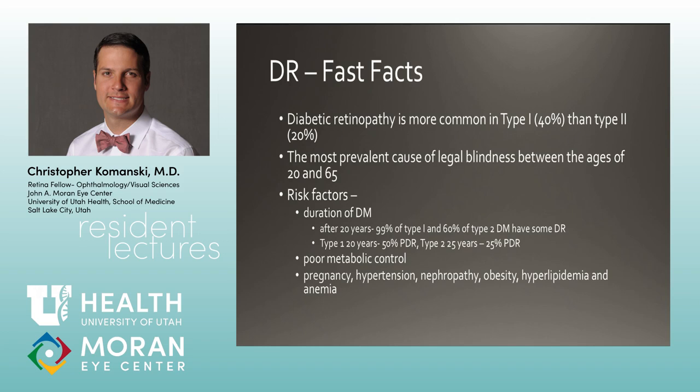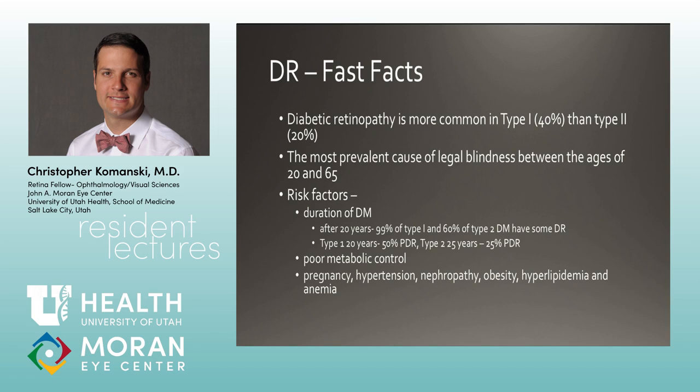So diabetic retinopathy is most common in type 1, with 40% of patients developing it, versus type 2 is 20%. And notably, it's the most prevalent cause of legal blindness between the ages of 20 and 65 in the United States. I think it's a really important thing to consider because that's working age people who are trying to raise children. And so protecting their vision is particularly important to society.